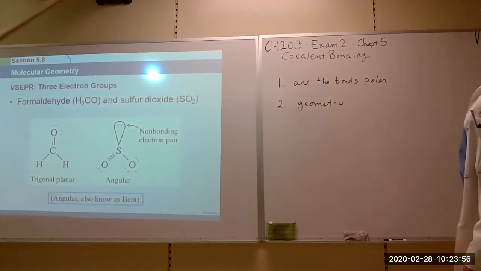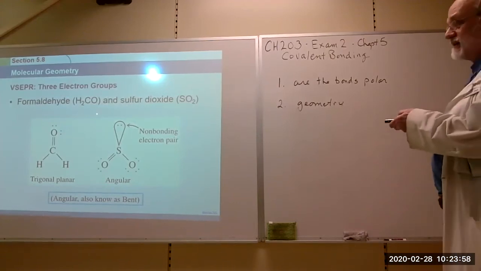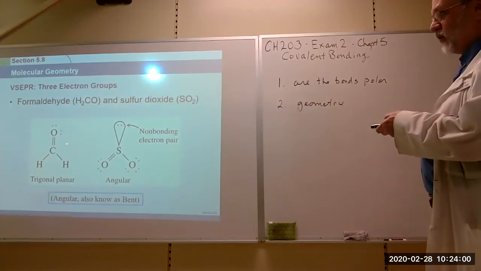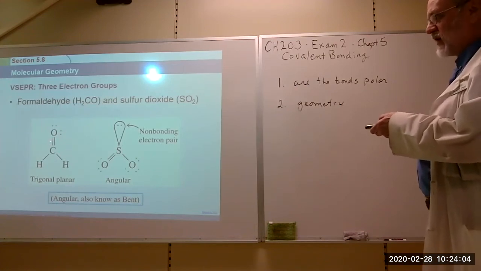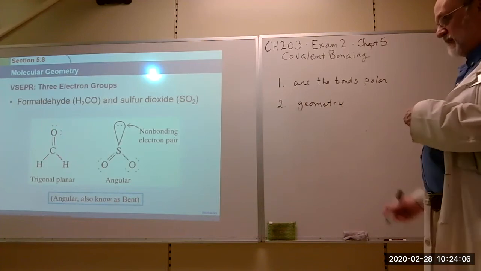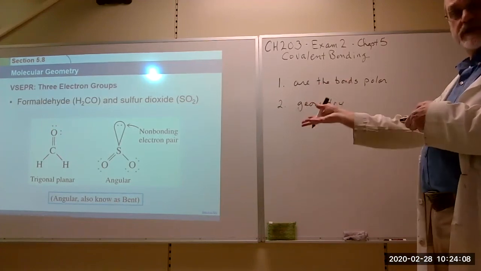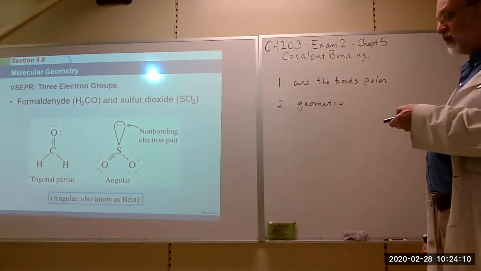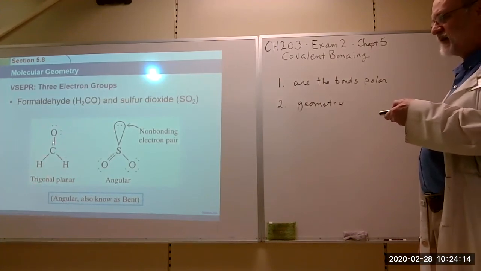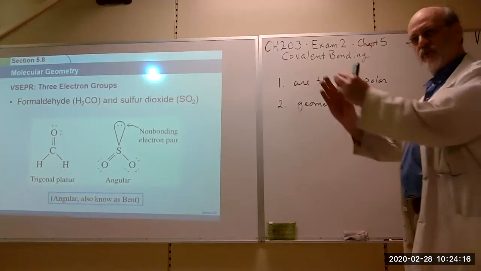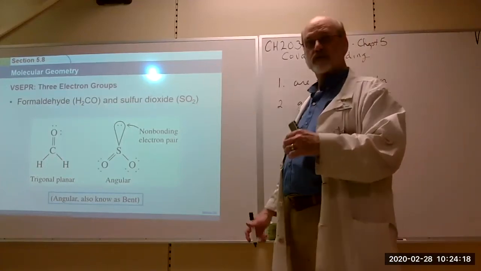Okay, in this case, formaldehyde is formed with carbon as the center, 2 hydrogens and oxygen. So we have 1, 2, 3 groups, like the discussion I just had. But this is trigonal planar. The farthest apart you can get these guys is pointing to the points of an equilateral triangle.